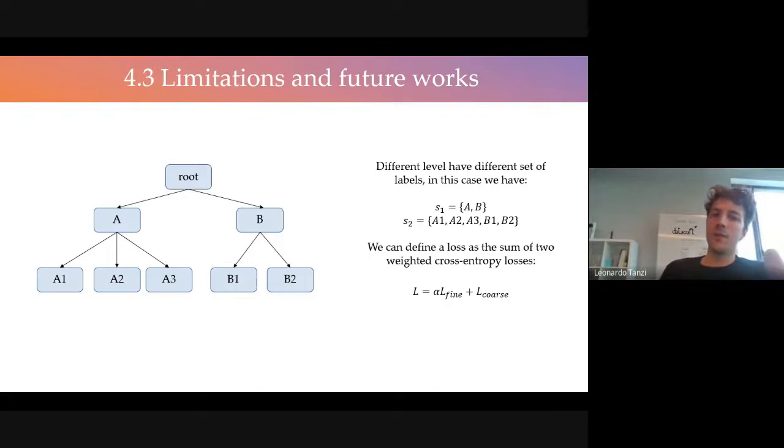So if we have a tree, in this work we are using a cross entropy applied just for the fine prediction, so the fine classes. But one idea could be to use a different cross entropy for each layer of the tree. So we can have one cross entropy that classifies between A and B, and one that classifies between different subclasses. We have just two levels here, but this can be applied with any number of levels, and you can also weight the different cross entropies.